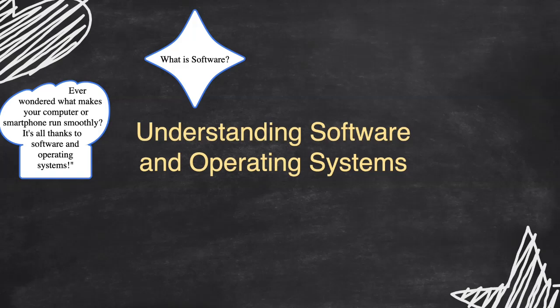Now there are different types of software. First, we have system software, which includes the operating system that runs your device. More on that in a moment. And then there is application software, programs like Microsoft Word, Adobe Photoshop, or even the apps you use daily like Instagram or WhatsApp. Lastly, there is utility software. These are the tools that help you manage and maintain your system, things like antivirus programs.